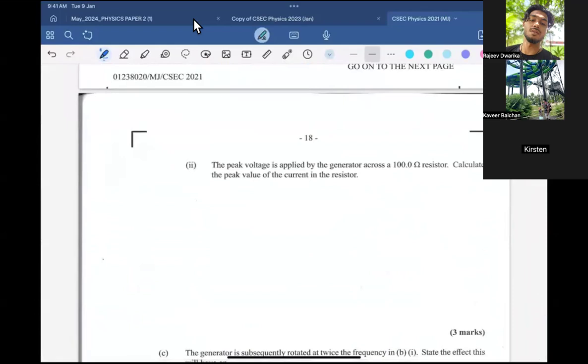Right. The peak voltage is applied to the generator across a 100 ohm resistor. Calculate the peak value of the current in the resistor. Let me understand what's going on. So they're talking about voltage, they're talking about resistance. What formula do you think you might have to use? V equals IR. Yes.